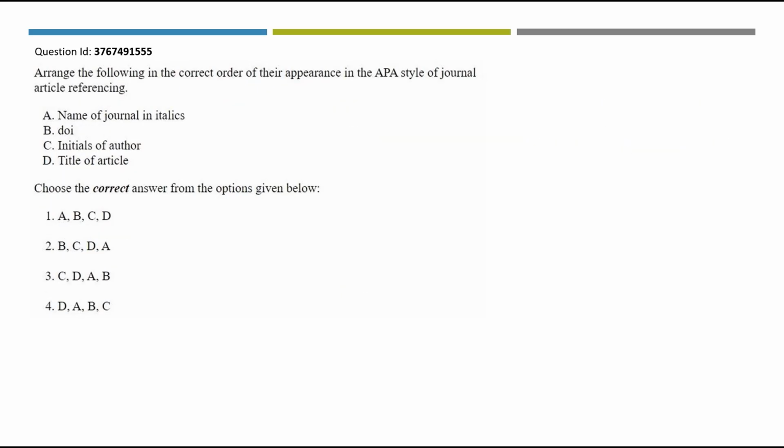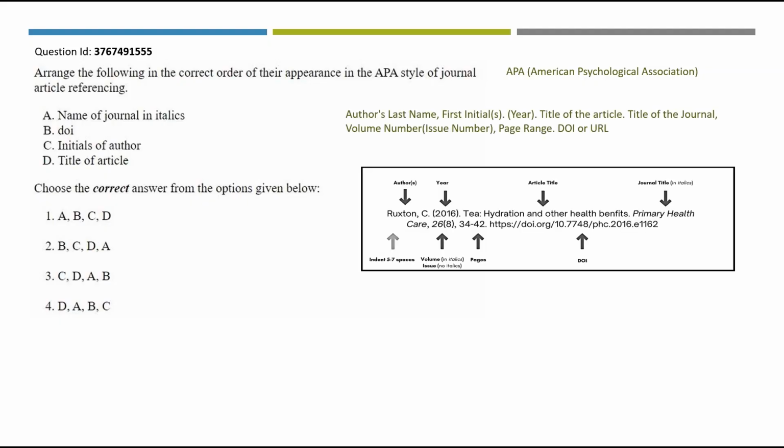Next question, arrange the following in the correct order of their appearance in the APA style of journal article referencing. What is APA style? It is American Psychological Association style of journal article referencing. Now we will get the general format. We are starting with the author, then going with the year, article title, journal title that is mentioned in italics. After that we come with the volume and the issue. Then the pages where this particular article is published. Then we have the digital object identifier, DOI.